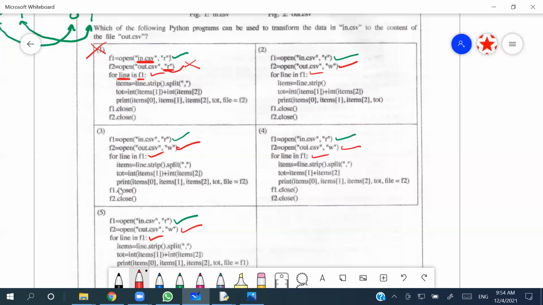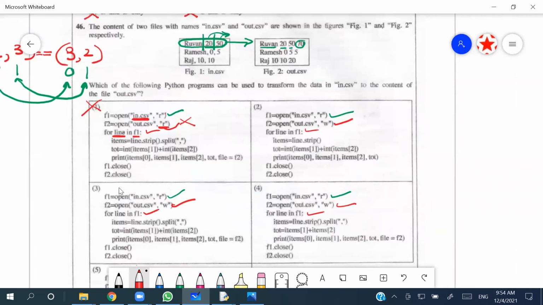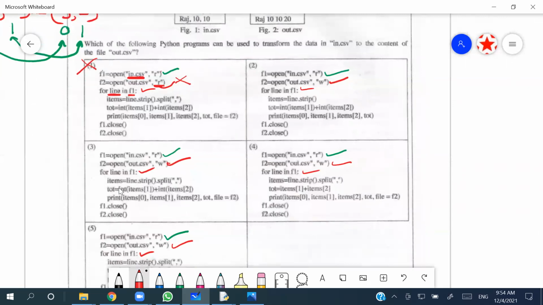Likewise, it will go until the end of all the lines. Right. So for line in F1, the very first time it will consider row 20 50. So it says items equals line dot strip in the second answer, but line dot strip won't make your line separated into three parts. For that, we need the split.